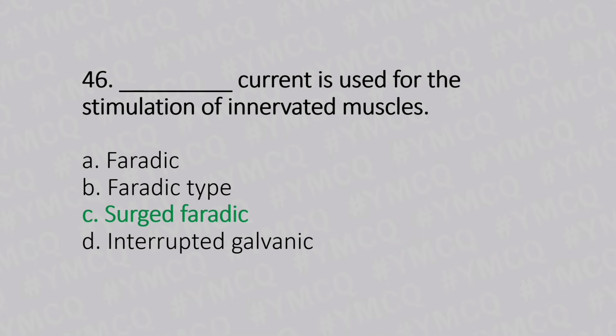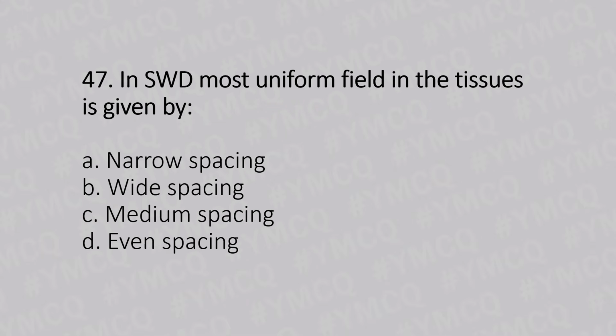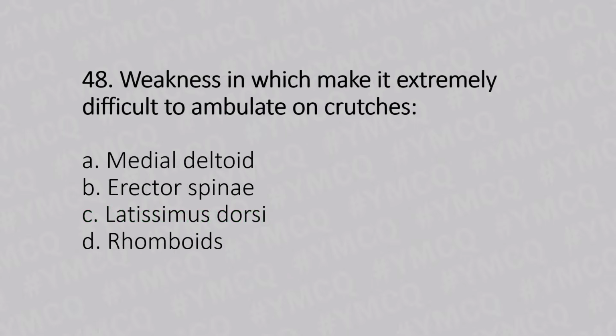Moving to our 47th question. In SWD, most uniform field in the tissue is given by option A, narrow spacing. Option B, wide spacing. Option C, medium spacing. Option D, even spacing. And the answer is option C, medium spacing.